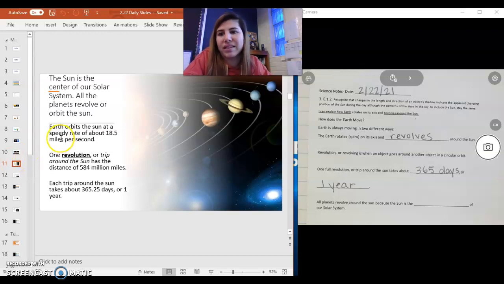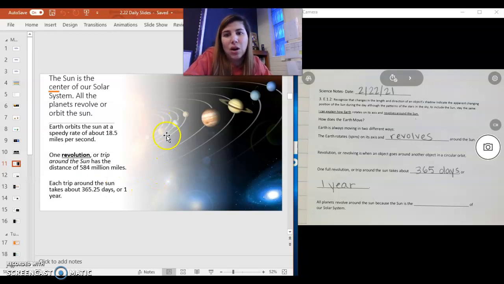Earth orbits the Sun at a speedy rate of about 18.5 miles per second. Say that again: 18.5 miles in just 1 second is how fast we are moving as we revolve around the Sun. Another impressive fact is that the Earth's orbit, the trip all the way around the Sun, is 584 million miles. We said it takes about a year to travel that far, a year to travel 584 million miles. That should give you an idea of just how fast Earth is revolving around the Sun.